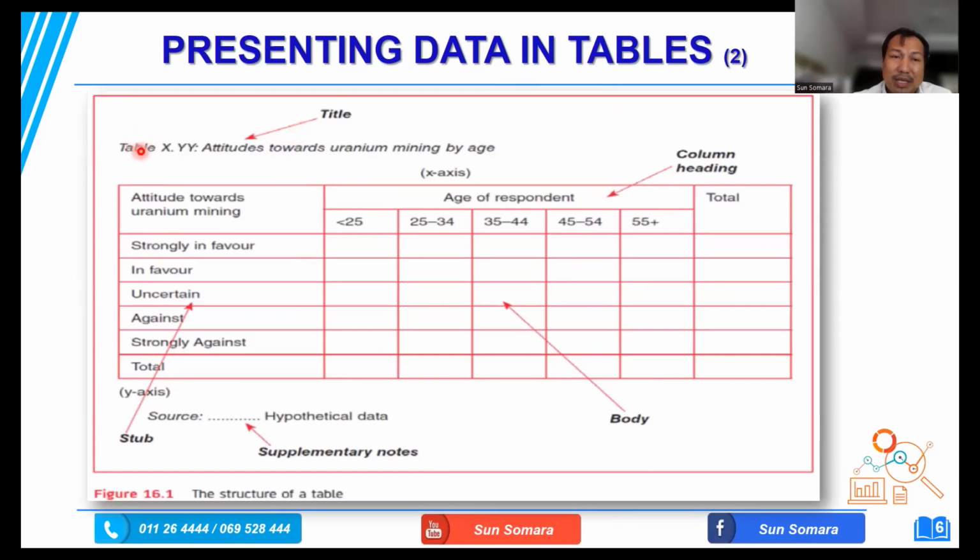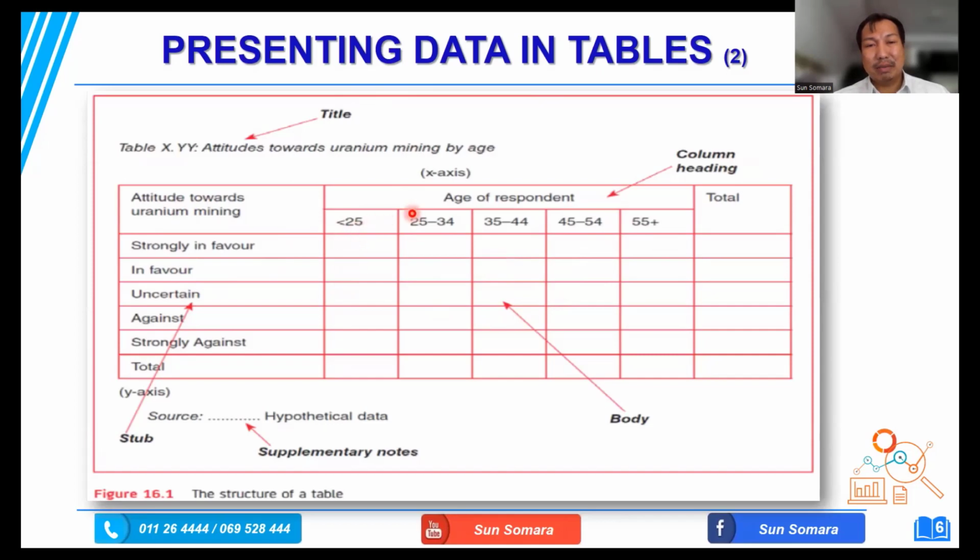This is the title, for example, Table 1.11 and so on, about attitude toward uranium mining by age. This one is the column heading. Then the body, the sub description or subtitle, and the source, with a supplementary note. So this is just an example of the table that they can show.